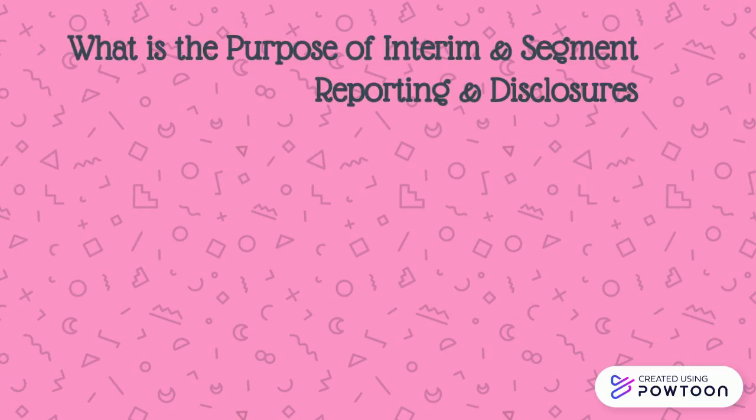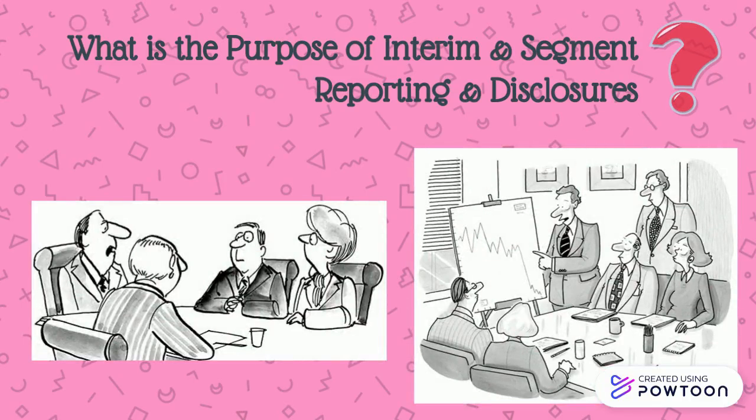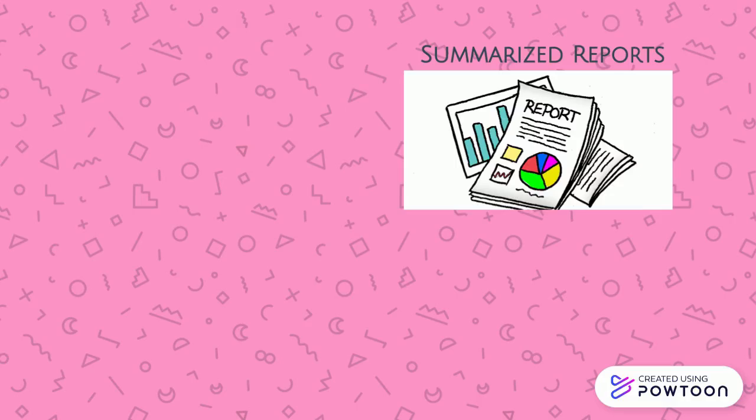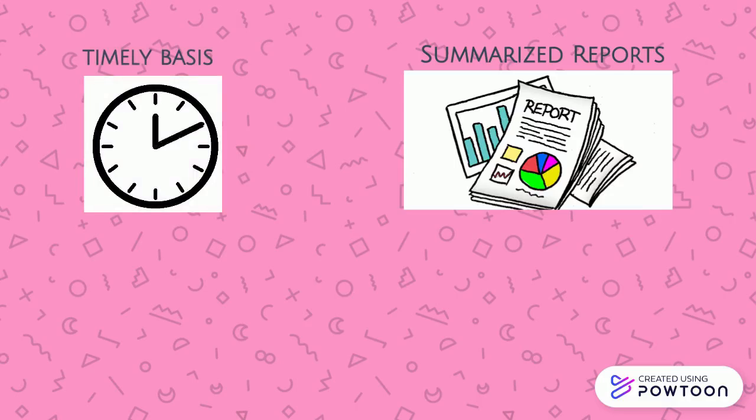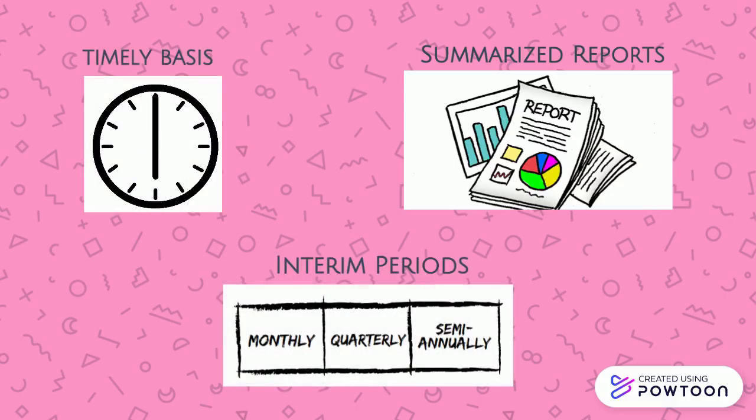What is the purpose of interim and segment reporting and disclosures? The main purpose is to provide shareholders, creditors, and users with information to help their investment decision making. This is done through summarized reports of financial data which are provided on a timely basis or at interim periods, which are periods between the fiscal year, namely monthly, quarterly, or semi-annually.